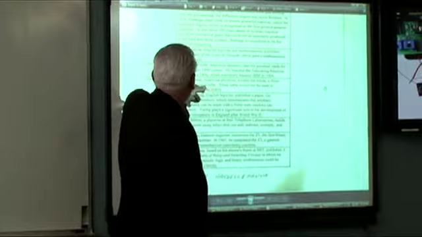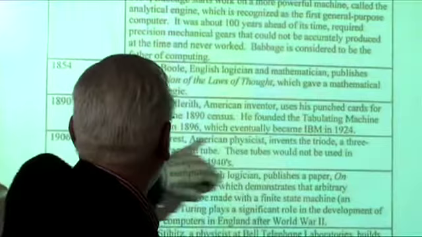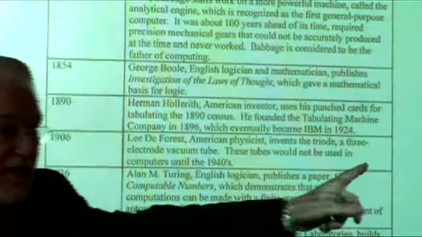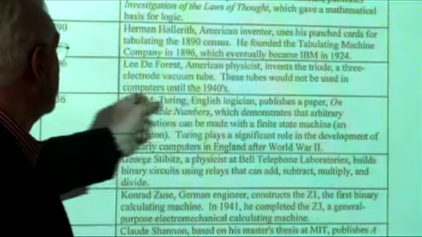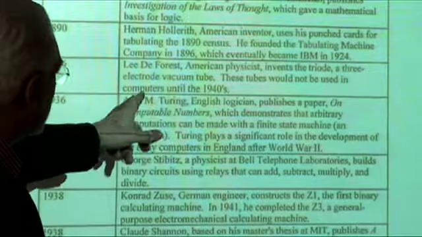1890, Hermann Hollerith, American inventor, used cards to tabulate the 1890 census. He founded the Tabulating Machine Company in 1896, and in 1924 it became IBM, the International Business Machines Corporation. 1906, Lee DeForest, American physicist, invents the triode, the three-electrode vacuum tube. These tubes would not be used in computers until the 1940s.